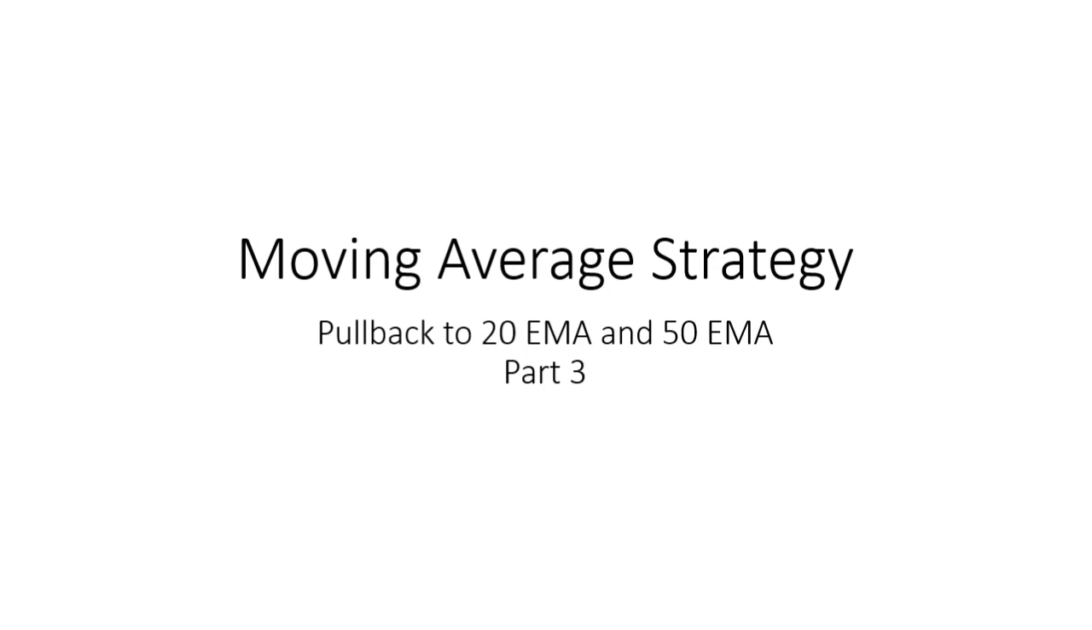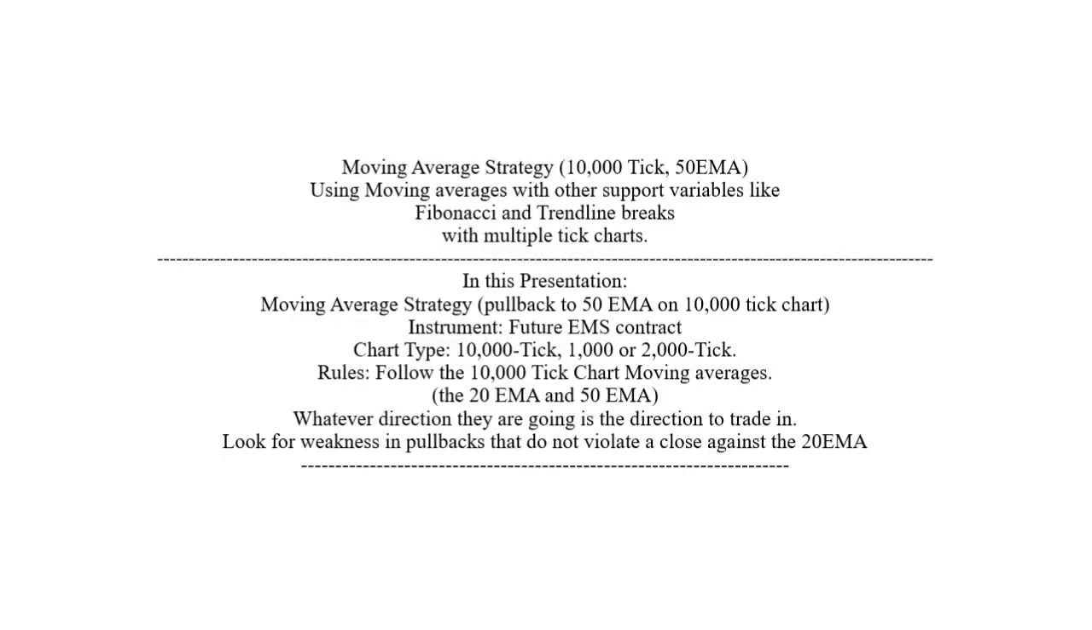All right, let's take another look at our moving average strategy where price pulls back and falls to the 20 EMA and the 50 EMA and sometimes dips below them. How do we find buying opportunities using Fibonacci levels and trendline breaks? We're going to be using the 10,000 tick chart as our bigger time frame, and the 1,000 tick chart for our smaller microscopic time frame. So let's look at some examples right now.